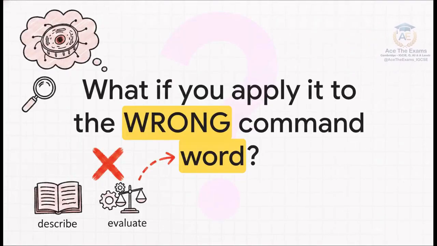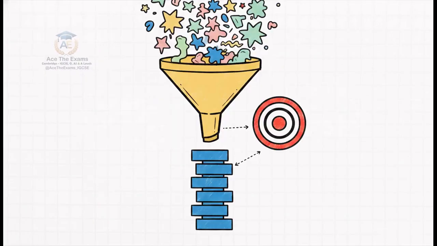But wait, what happens if you apply this perfect framework to the wrong command word? You now have the ultimate framework to craft a top band answer. But guys, it's completely useless if you misinterpret the hidden instructions the examiner is actually giving you. Imagine writing a brilliant, scientifically flawed evaluation, only to realize the examiner just asked you to describe. Because here is the absolute truth. Command words decide the mark band.